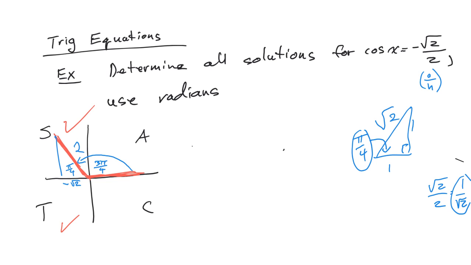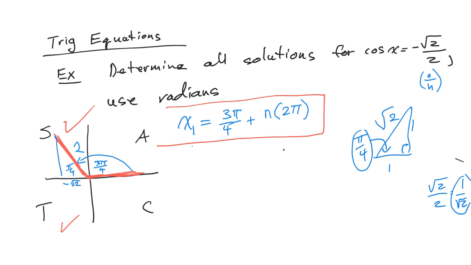So now, the first solution, let's call it x1, is equal to 3 over 4 pi plus n times 2 pi, i.e. it goes on forever if you think of it that way. So it makes a complete revolution around. So that's my first solution.